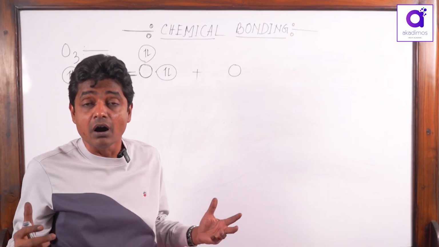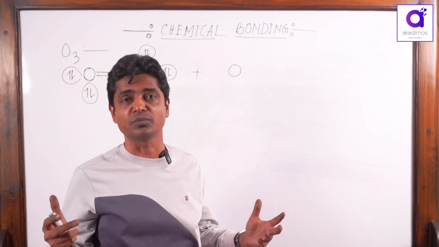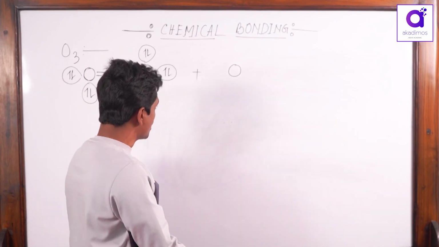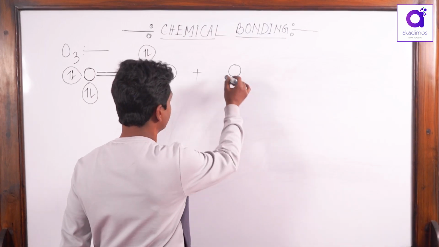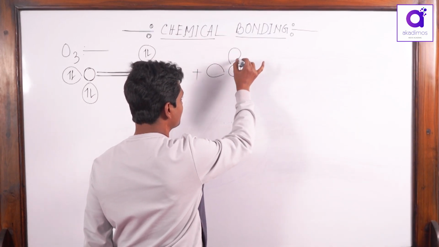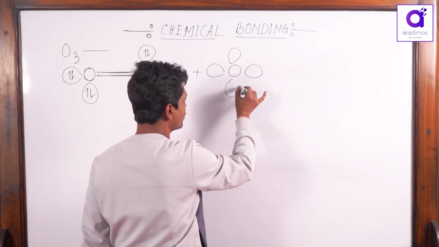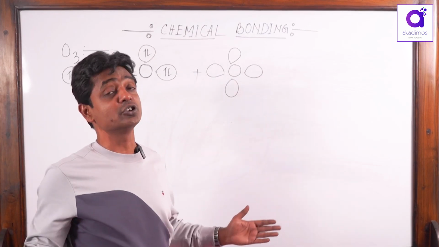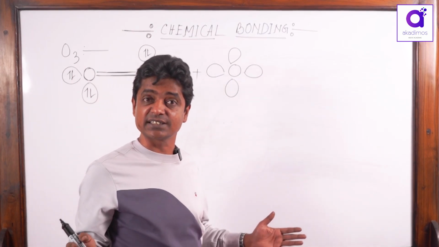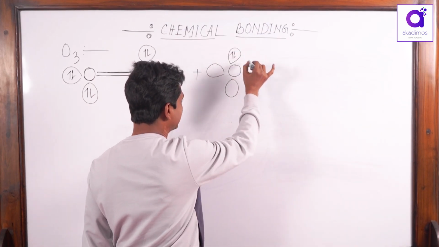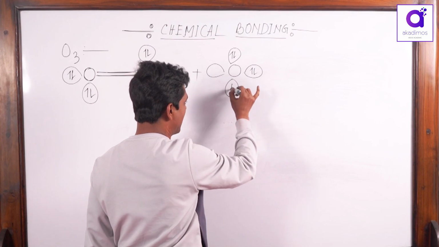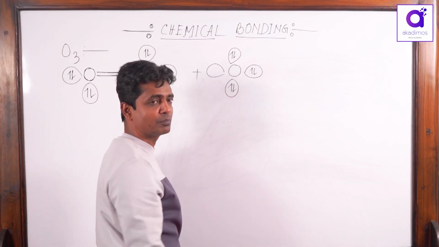Now, how will you get the structure of ozone? You know oxygen has 4 orbitals in its valence shell, which I have told you many times. Draw 4 orbitals. I have drawn 4 orbitals here. And you know the number of valence electrons of oxygen is 6. Put 6 electrons in 3 orbitals and vacate 1 orbital.